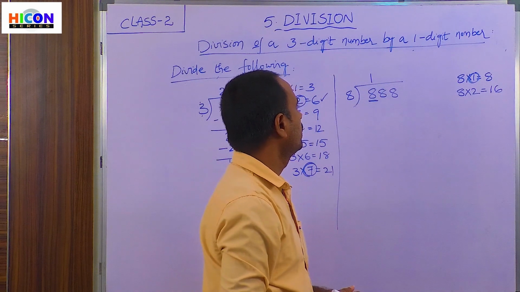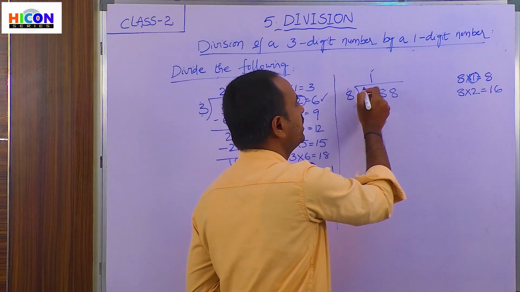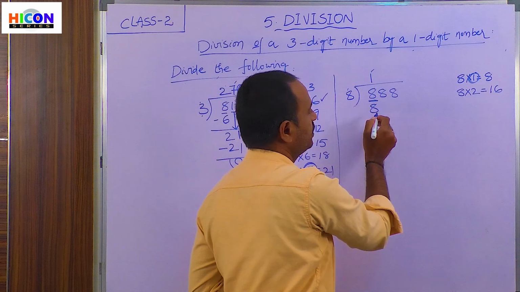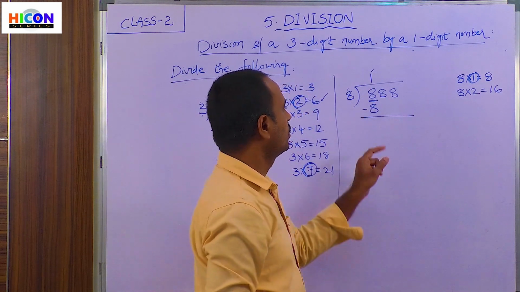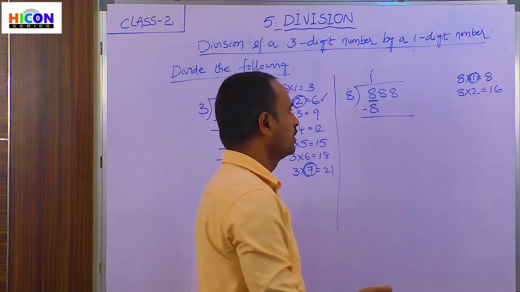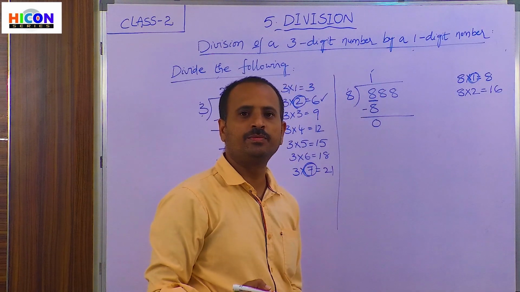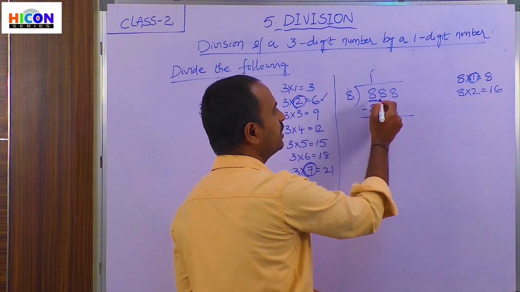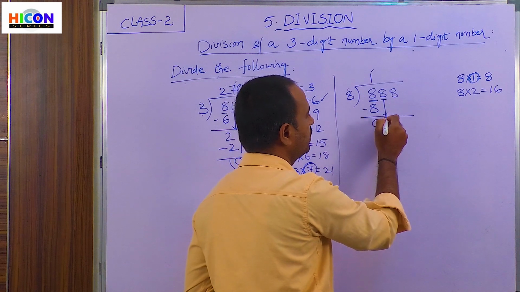So children, now multiply this divisor and this number, that is 8 into 1, 8 ones are 8. So write the product below the first digit and subtract. 8 minus 8 is 0. Now the first digit is completed. Now bring down the second digit. What is the second digit here? The second digit is again 8. So bring down the second digit, that is 8.